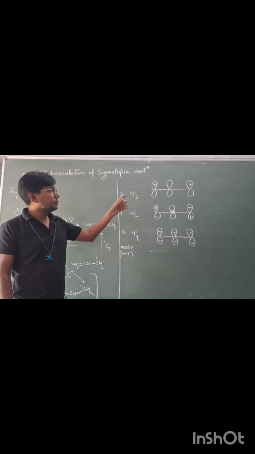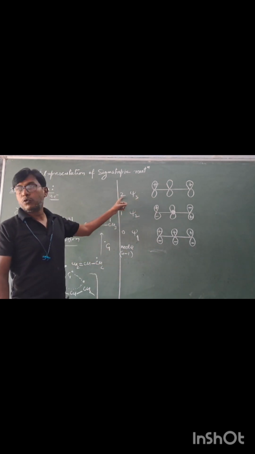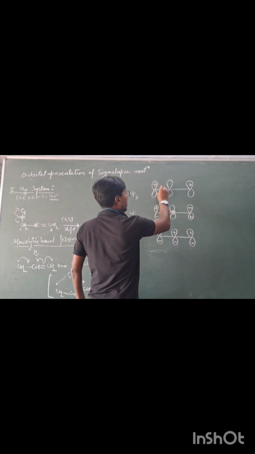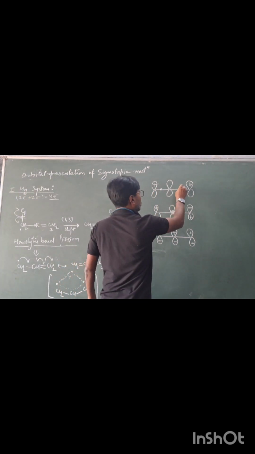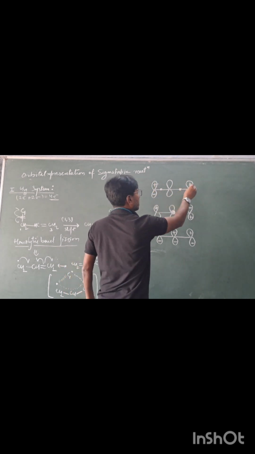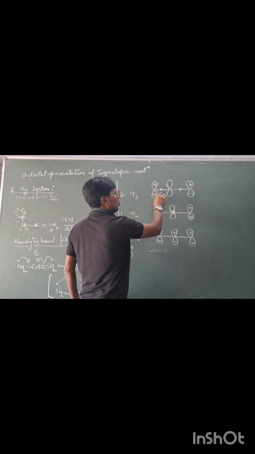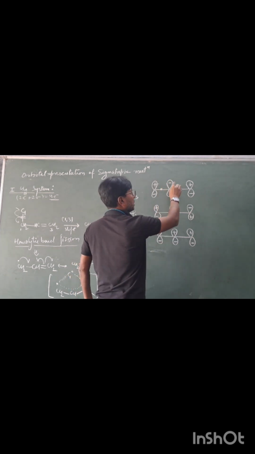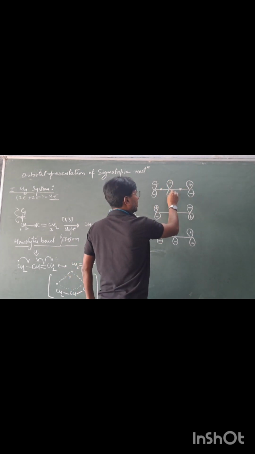Then in the next one there are 2 nodes. 2 nodes means symmetrical condition. So without anything, we can have 2 nodes over here. This is plus, this is minus, this is plus, this is minus, and this node will always come with an anti-bond interaction. Therefore, this will be minus. Anti-bond interaction, therefore this will be minus.